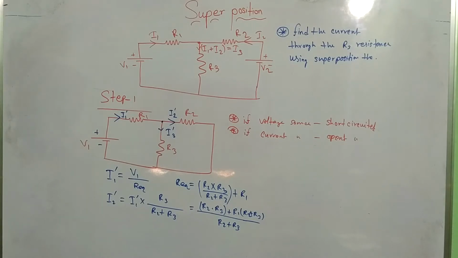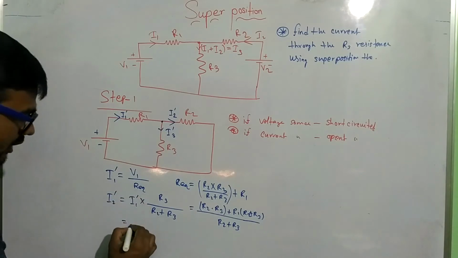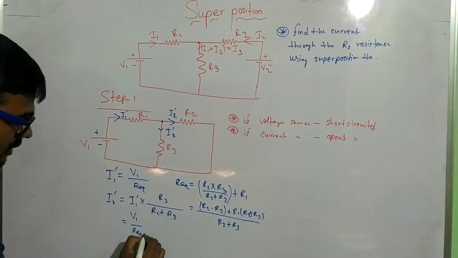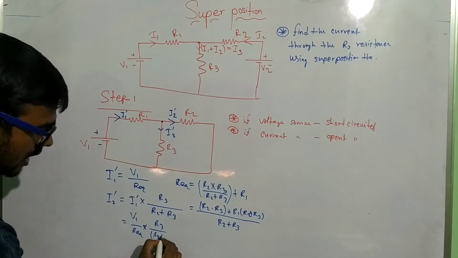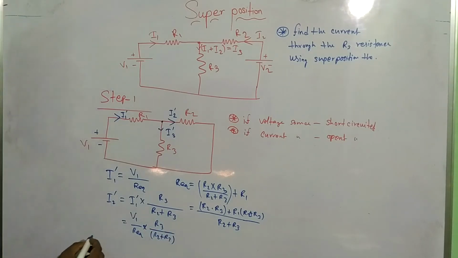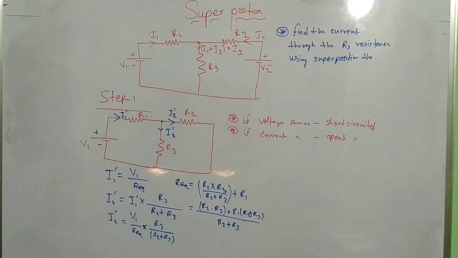I think all of you understood? Now I put the value of I1 dash, V1 by R equivalent, into R3 by R2 plus R3. I am getting the value of I2 dash. Clear? I2 dash. This is our step 1. So write down every step in your copy.